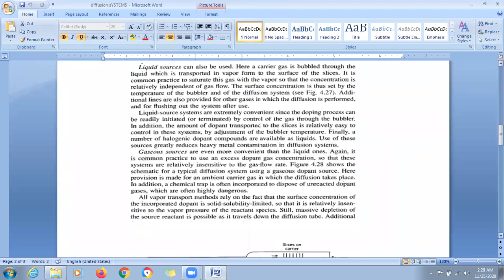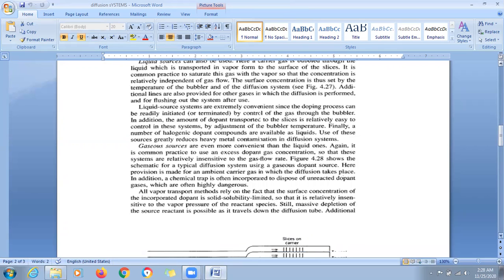Second diffusion system is called liquid source diffusion system. Here the carrier gas is bubbled through the liquid. It is transported in vapor form to the surface of the slice. It is common practice to saturate this gas with the vapor so that concentration is relatively independent of the gas flow. So the surface concentration is thus set by the temperature of the bubbler and of the diffusion system.